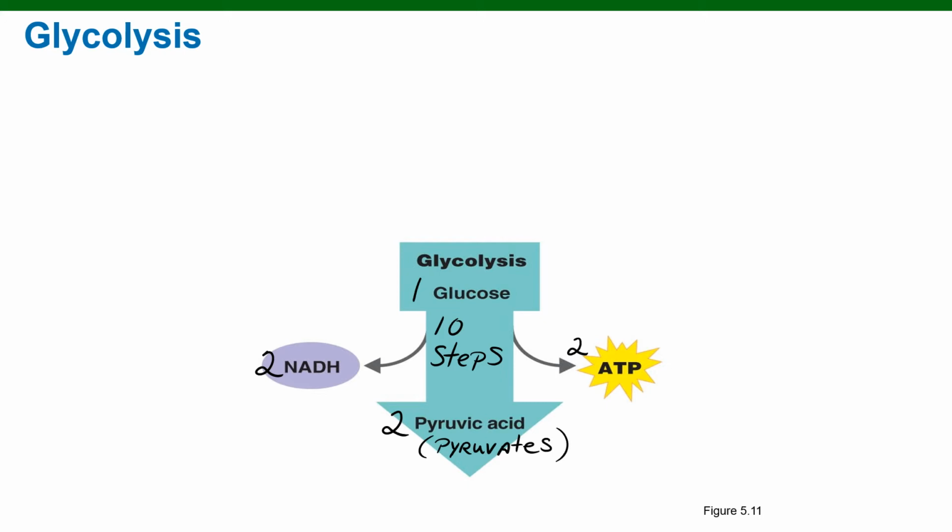So in summary, 1 glucose enters into glycolysis. Glyco refers to the sugar glucose, and lysis means to break it apart. And when that glucose is completely broken down, or completed through the glycolytic process, we'll see these products yielded.